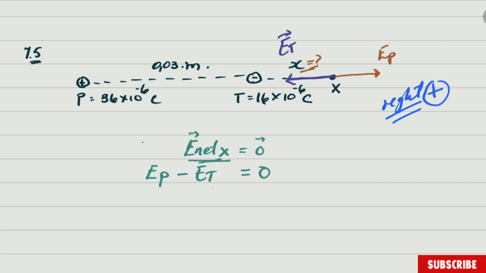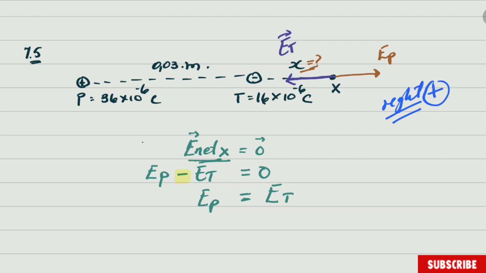Now if we rearrange this, we get that EP is equal to ET. That one is rearranged. If you want, you can start from here, but be careful with the sign. If you write one of them negative, you'll get a wrong answer. The negative was already substituted at this specific point there. That's why I'm doing it in this way.